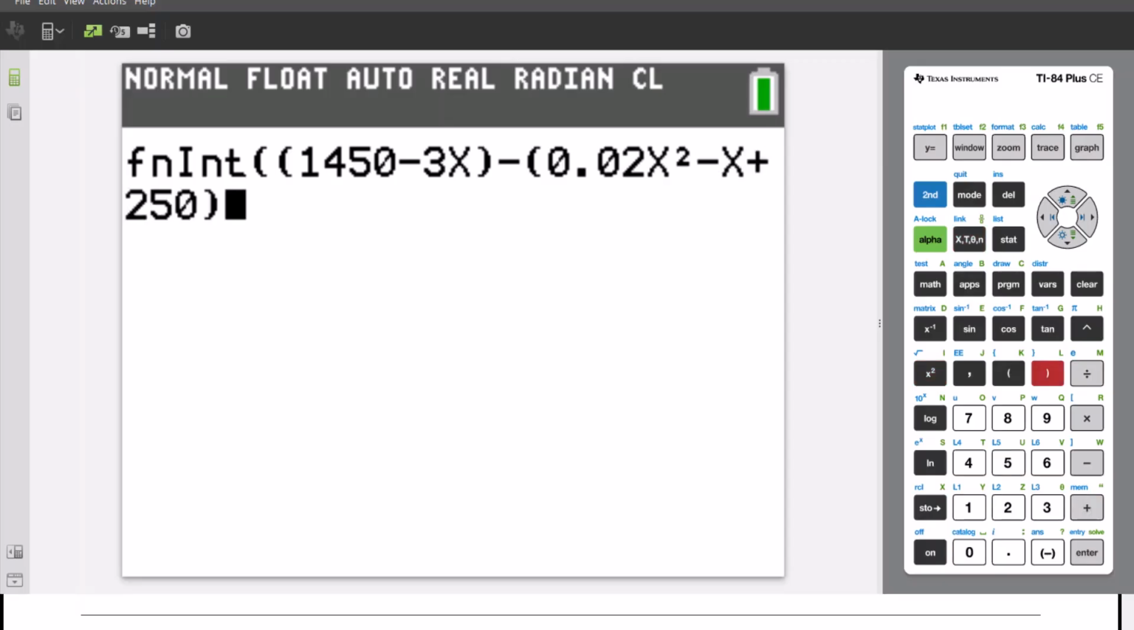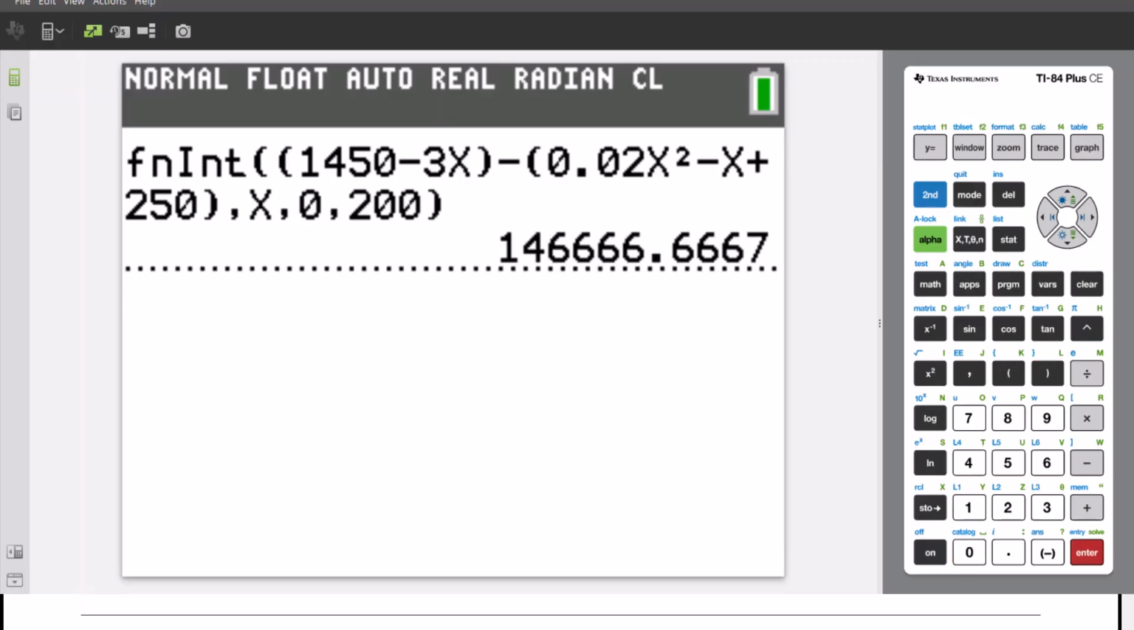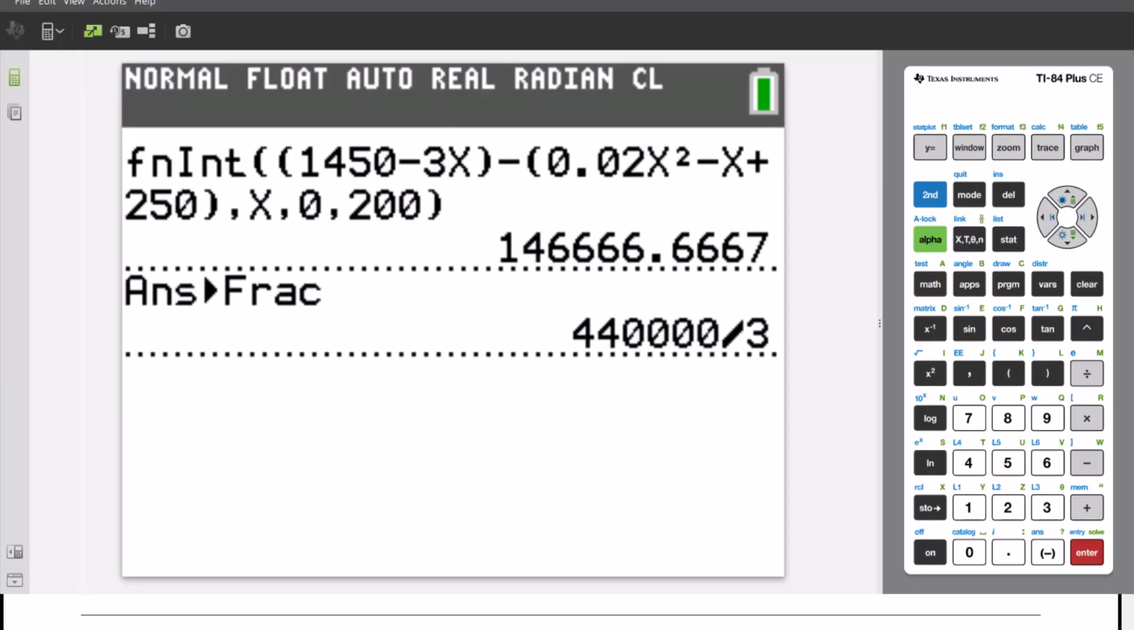I'm going to tell the calculator that I'm integrating with respect to x, and my lower bound was 0, provided by the problem. The upper bound was 200, which was something we found using the intersect command on the calculator. And if we hit enter, we see the same solution. And if we want to convert it to a fraction, we just click Math 1. And again, it is the same exact fraction that we got by doing the long work. So remember, this number that you're seeing on screen represents the net profit for the 200 speakers.